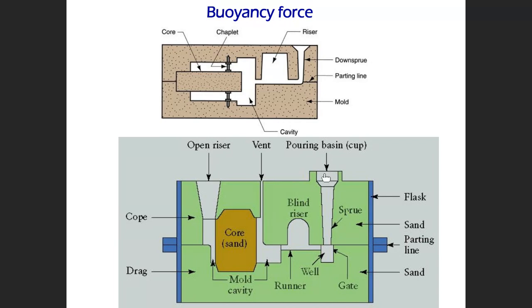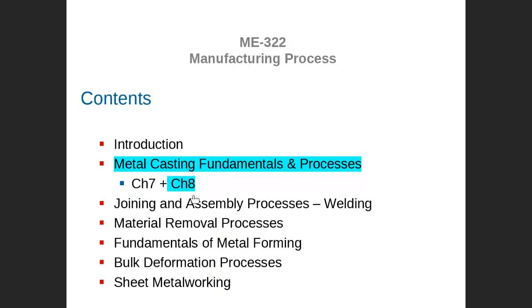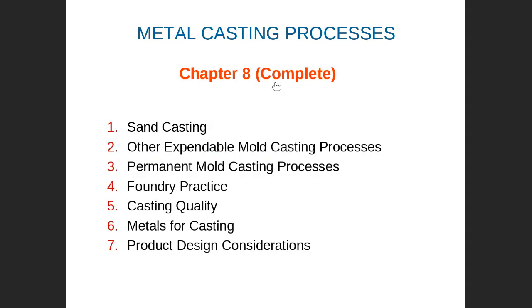Okay, if no question, this is the end of chapter 7, and now we're going to move to chapter 8, which is casting processes. Chapter 7 was the fundamentals of casting. In chapter 8, we're going to cover sand casting, other expendable mold casting, permanent mold casting, foundry practices, casting quality, metals for casting, and product design considerations.